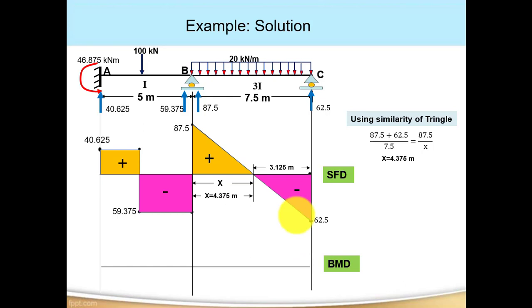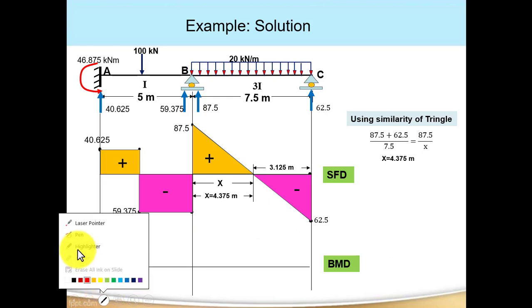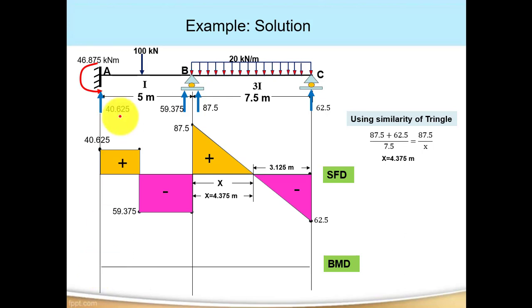To draw the bending moment diagram using the area method, which means bending moment is simply the area under the shear force. Here we have a fixed support with 46.875 kilonewton meter counterclockwise. Therefore, in the slope deflection sign convention it is negative. Therefore, minus 46.875 in general. Therefore, here we will draw 46.875 on the negative side.